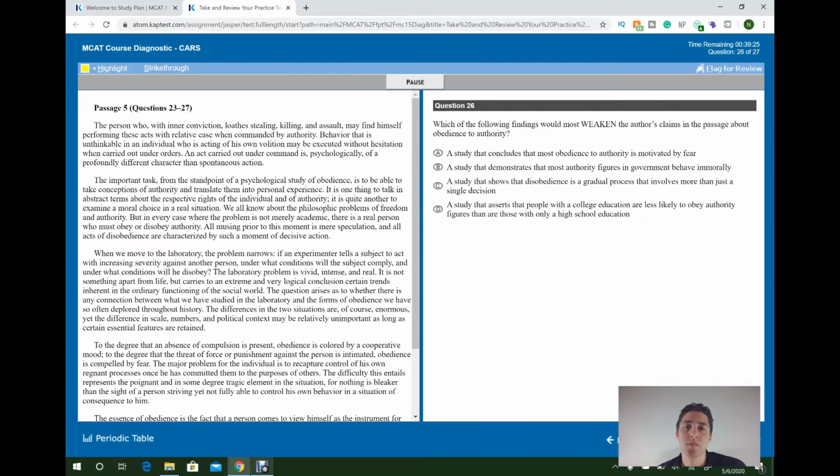Question 26. Which of the following would most weaken the author's claim about obedience to authority? So I'm just going to write MI/AO. This just means it's an author's opinion, main idea question. I save these for last.